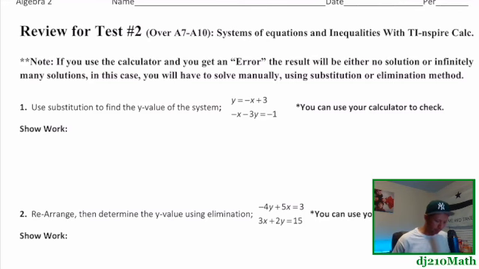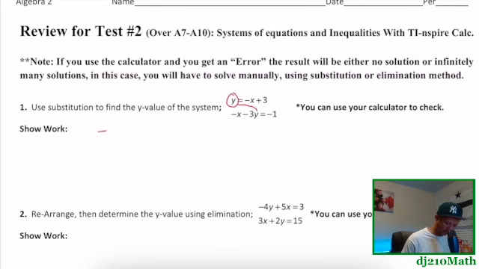Okay. So we're going to use substitution to find the y value of the system. You can use the calculator to check. Sure. All right, so substitution. Right away, y is already by itself. We're going to plug it in to this y right here.